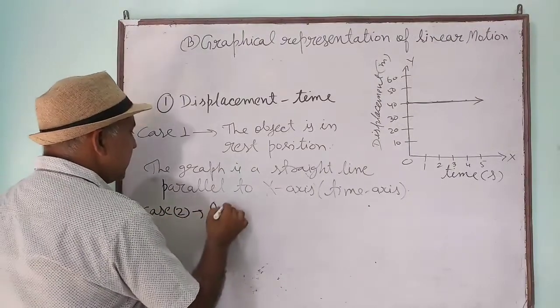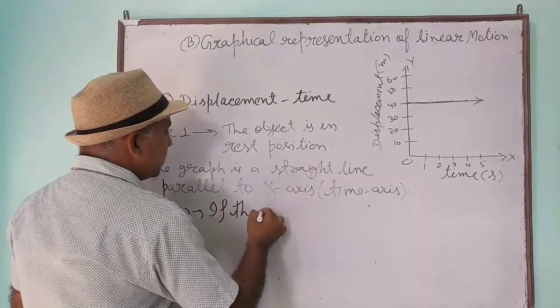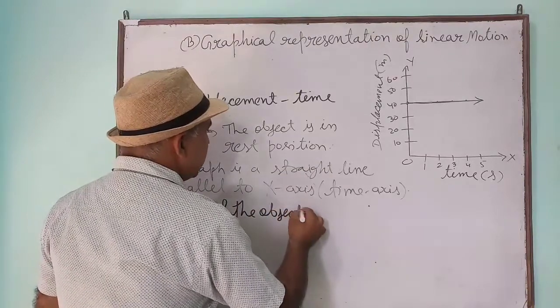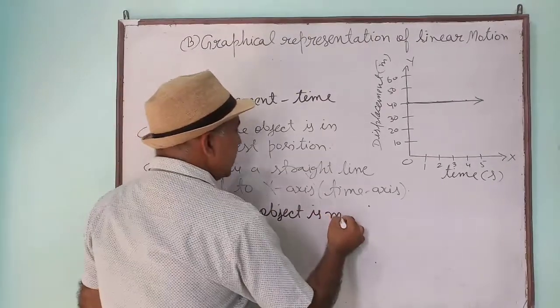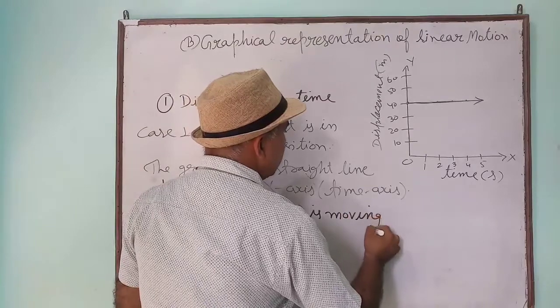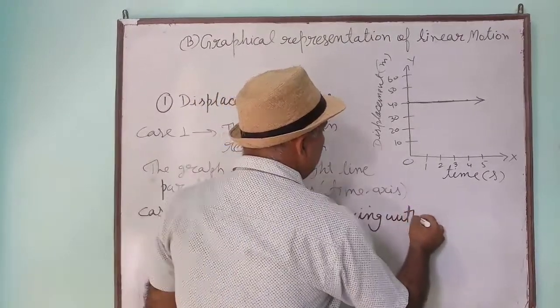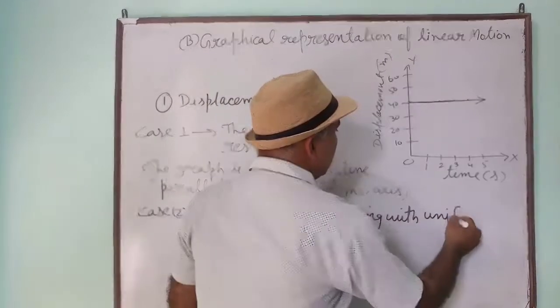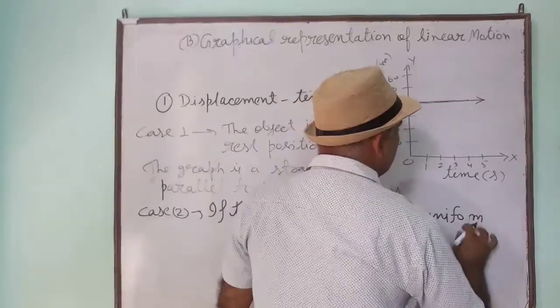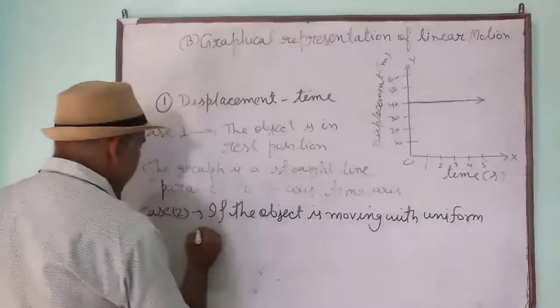Second case is if the object is moving with uniform velocity.